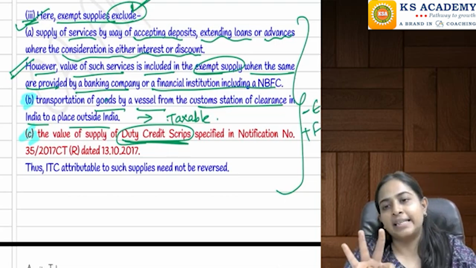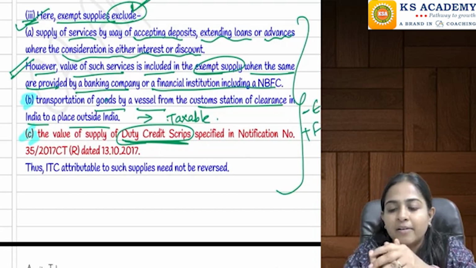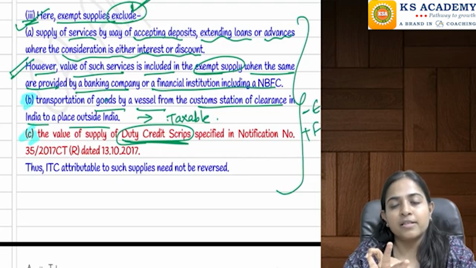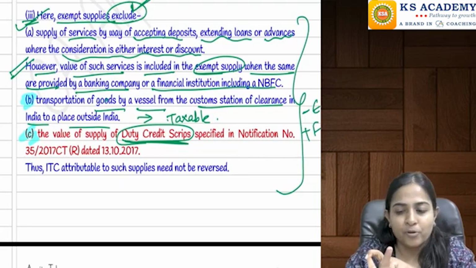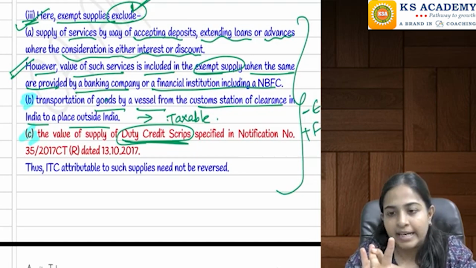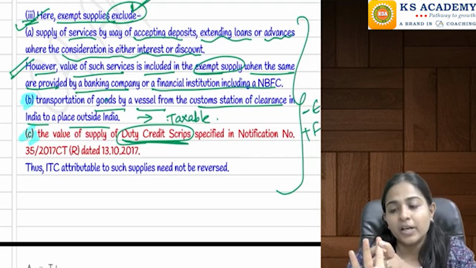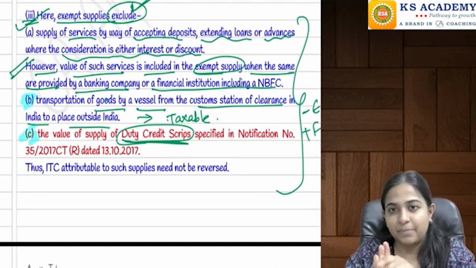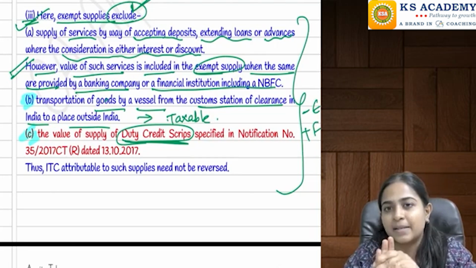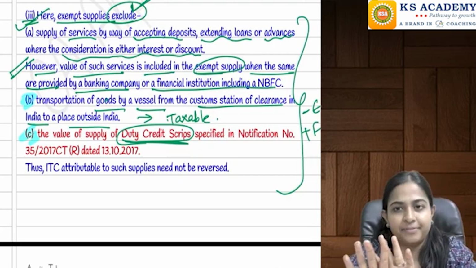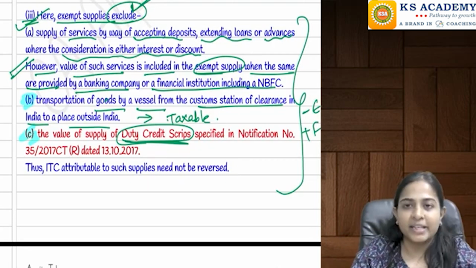So these 3 things are excluded here. Which 3 things? Services by way of extending loans, deposits, etc. Next one, transportation of goods by vessel from customs clearance in India to a place outside India. And the third one is duty credit scrips. All these 3 are deemed as taxable. If all these 3 are deemed as taxable, then they will be removed from E, but they should be there in F. It should be there in the denominator, that is the total value.